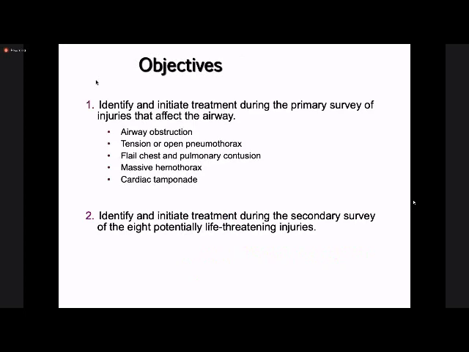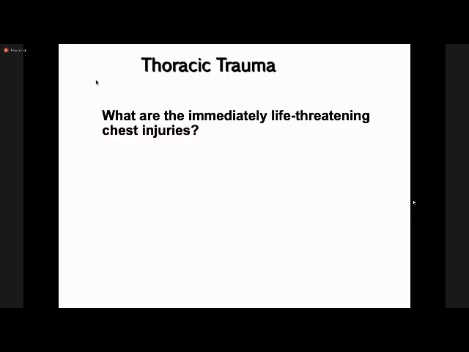Right. So these are the things that we will cover during the next 15 to 20 minutes. Identify and initiate treatment during the primary stage of injuries that affect the airway and breathing. That is airway obstruction, tension pneumothorax, open pneumothorax, flail chest and pulmonary contusion, massive hemothorax, cardiac tamponade. These are the things that we will cover. Then we will also discuss the commonly talked about 8 potential life-threatening injuries and the management of those injuries. There are 5 or 6 immediate life-threatening injuries, and there are 8 potential life-threatening injuries when it comes to thoracic injuries or breathing problems.